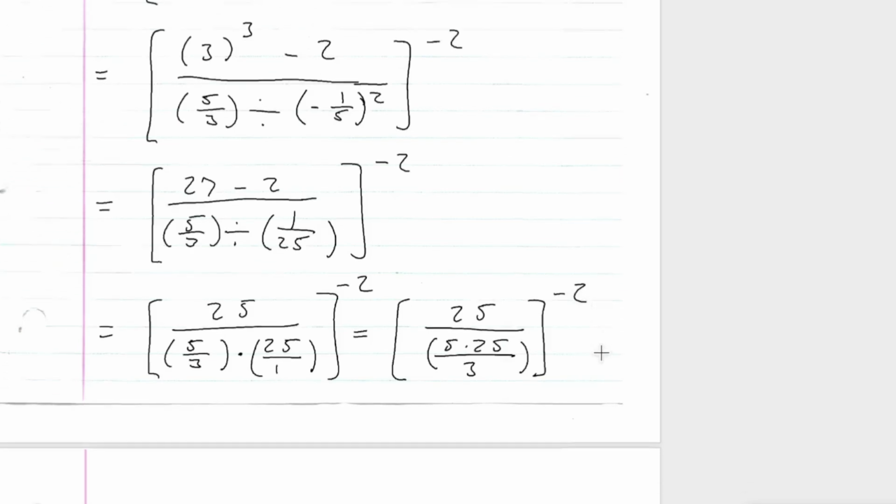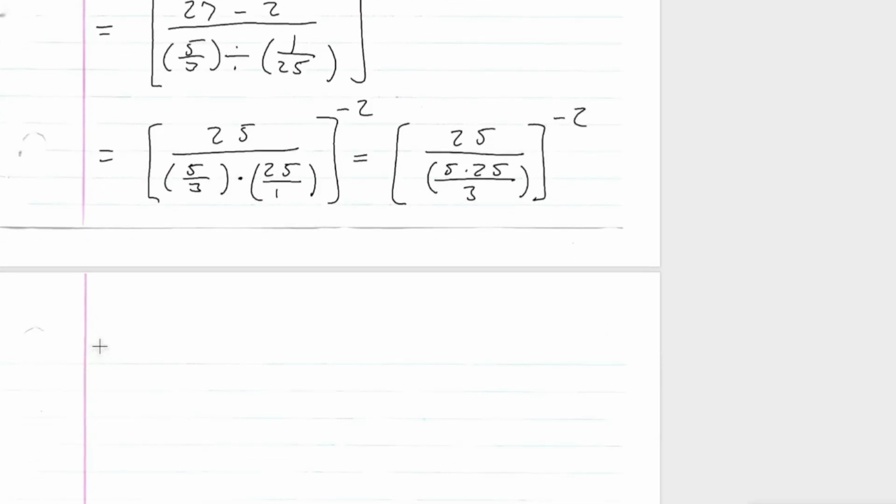Okay, so now this is equal to, so let's see, I'm going to do the same thing I did here. This is going to be the same thing as 25 times, and then the inverse of this, which would be 3 over 5 times 25. And that's raised to the negative 2. Now I have 25 over 25, which is 1.